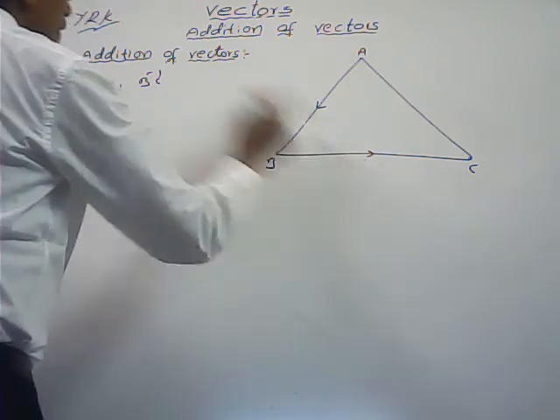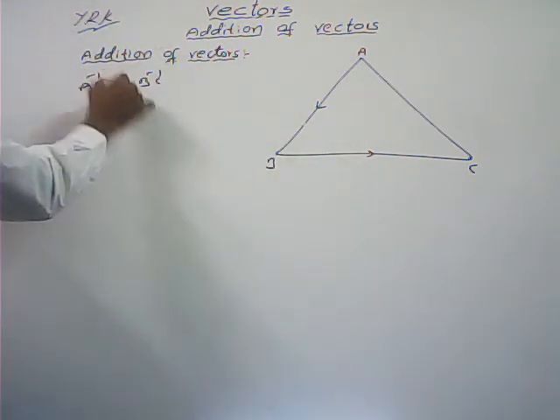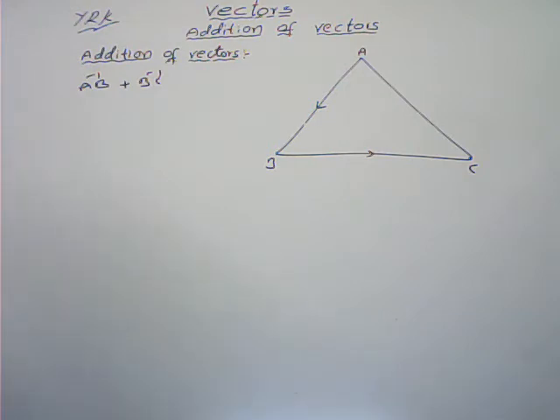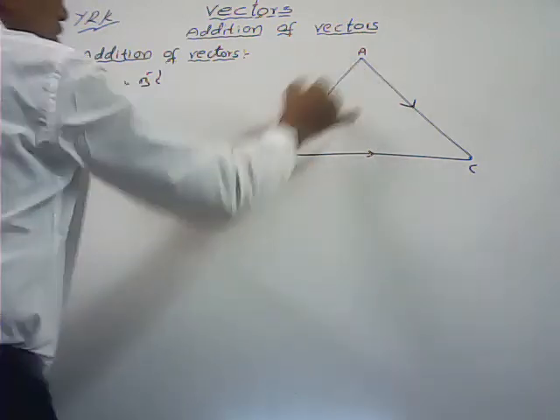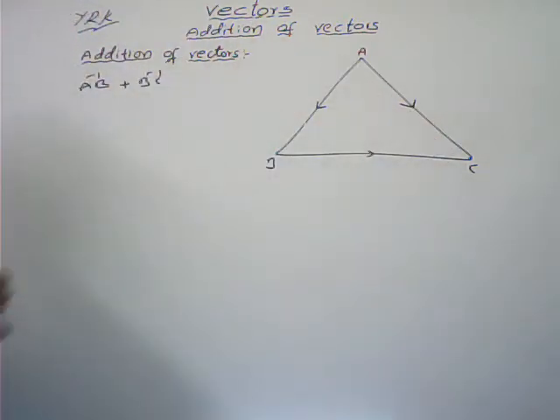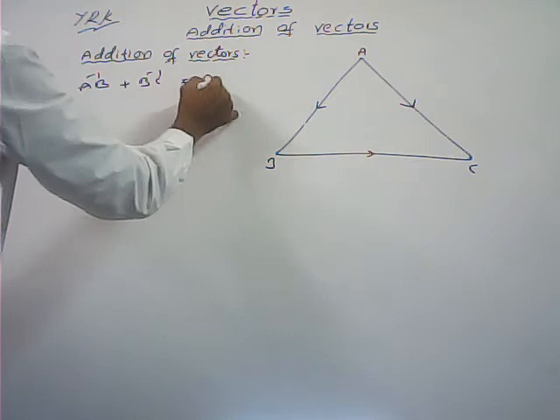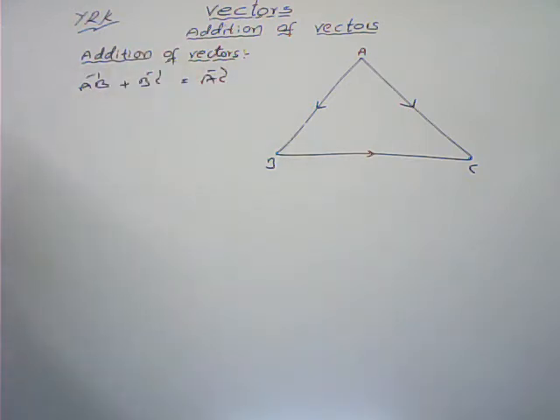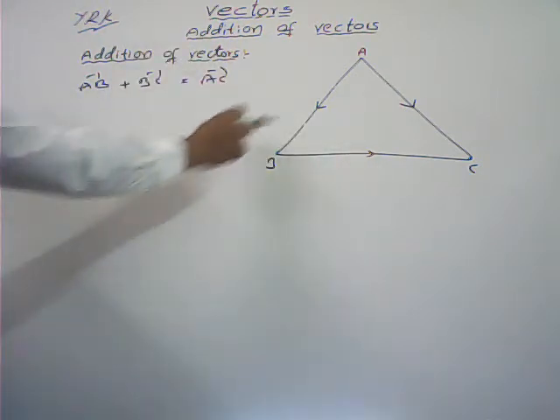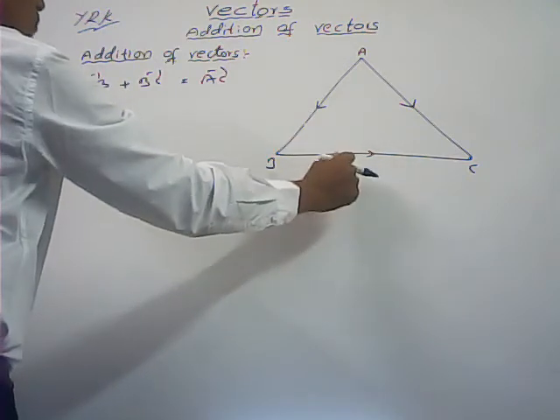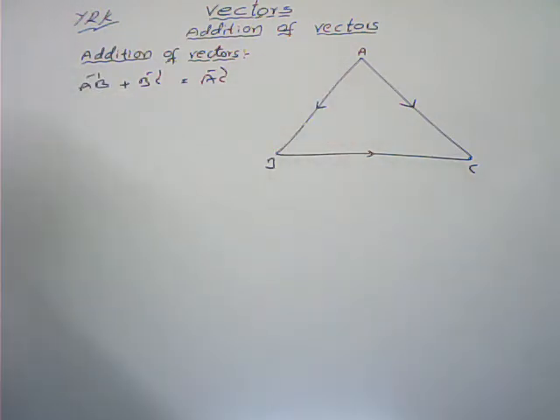Then the resultant means AB bar plus BC bar. The sum of these two vectors represents the third side in reverse direction. These are going in one direction. This one we are taking in the reverse direction, that is AC bar. So AC bar is equal to AB bar plus BC bar. The sum of the two vectors representing two sides of a triangle in one order represents the third side in opposite direction. So AB bar plus BC bar equals AC bar.